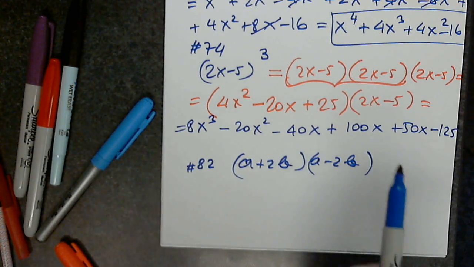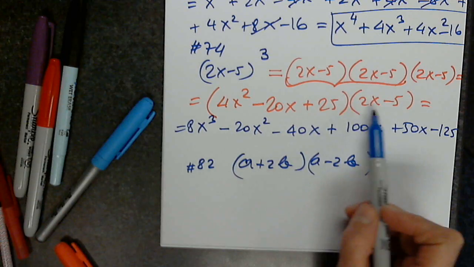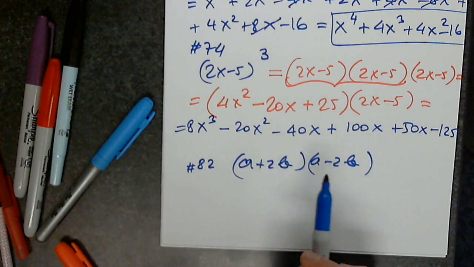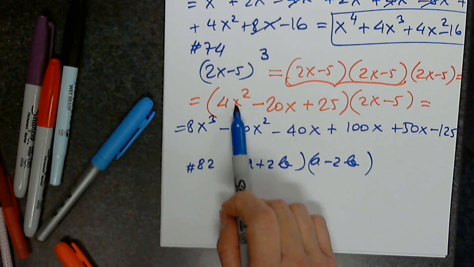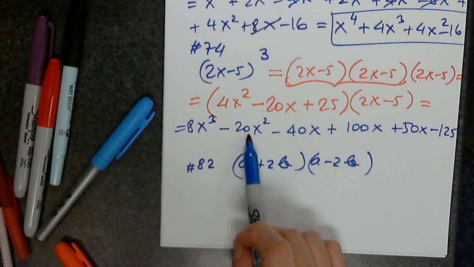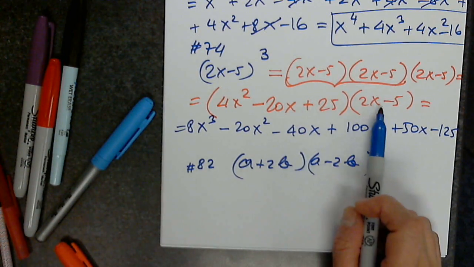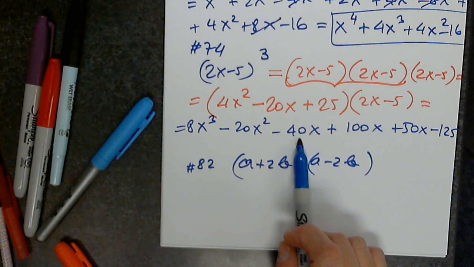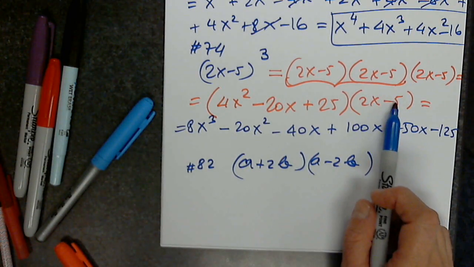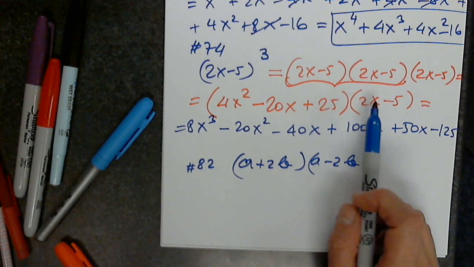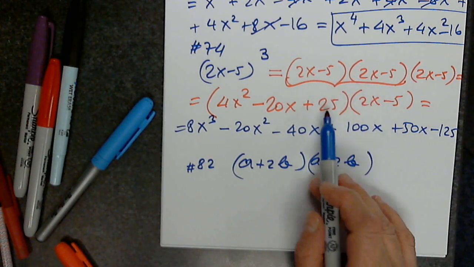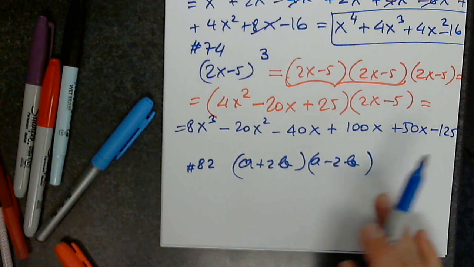What I would have done, I would have distributed this to these three terms and this to these. Isn't that 40x squared? So 4x squared times 2x is this. 4x squared times negative 5 is this. Negative 20x times 2x is negative 40x squared. Negative 20x times negative 5 is 100x. 25 times 2x is 50x. And 25 times negative 5 is negative 125.